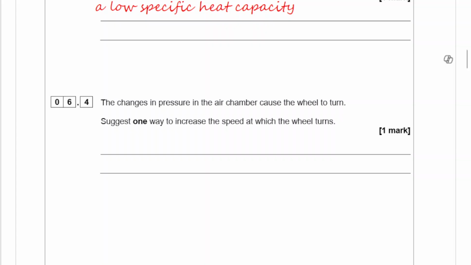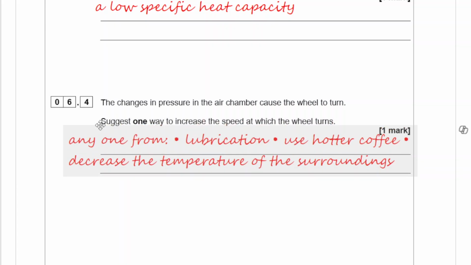The changes in pressure in the air chamber cause the wheel to turn. Suggest one way to increase the speed at which the wheel turns. You could lubricate the wheel, or you could increase the temperature of the coffee, or you could decrease the temperature of the surroundings. Any of those will give you a mark.